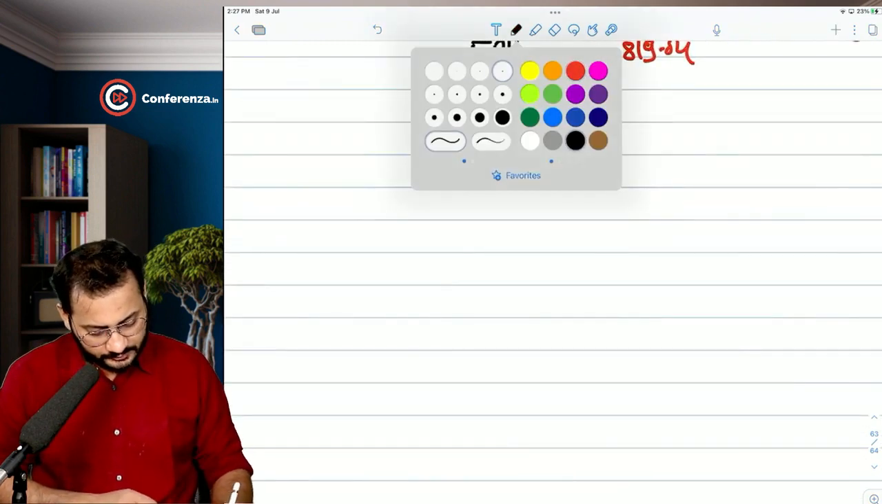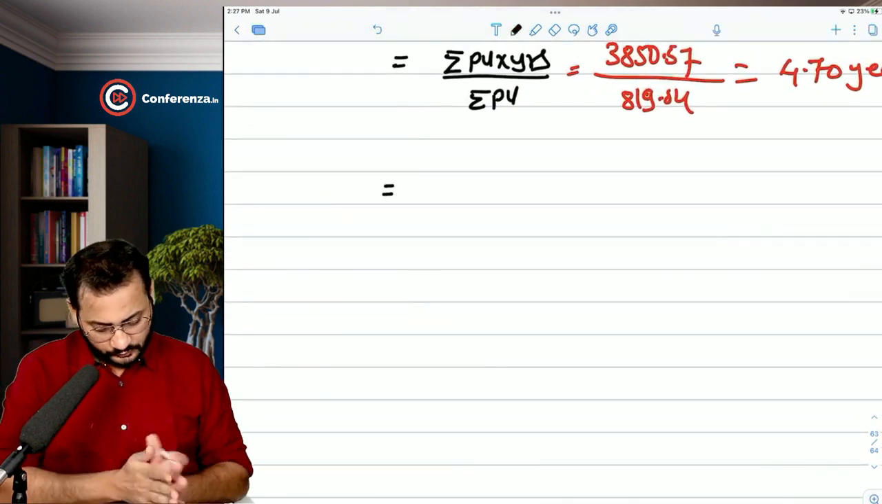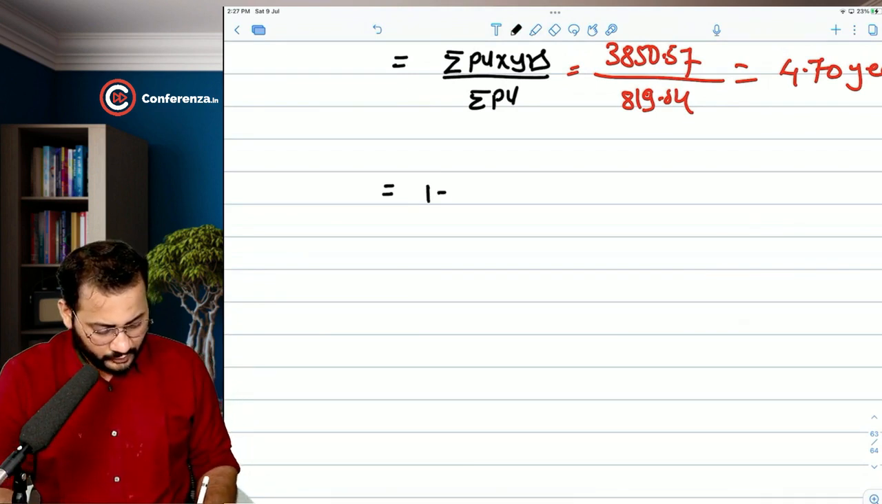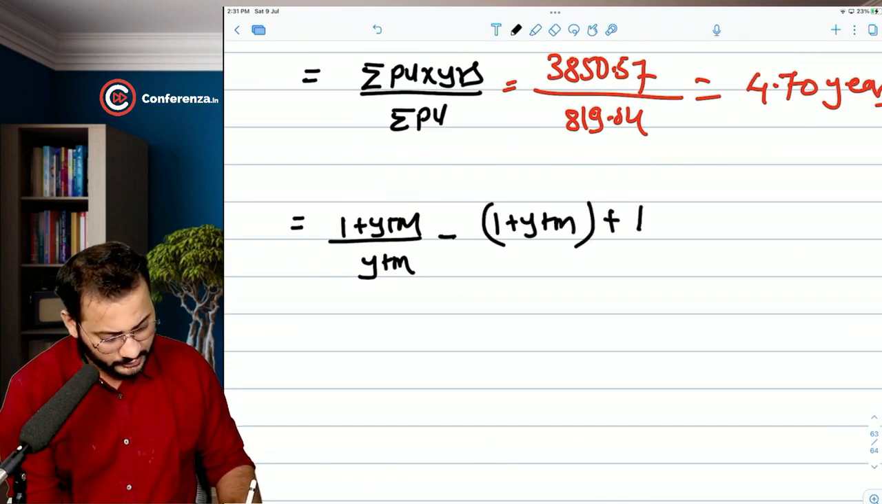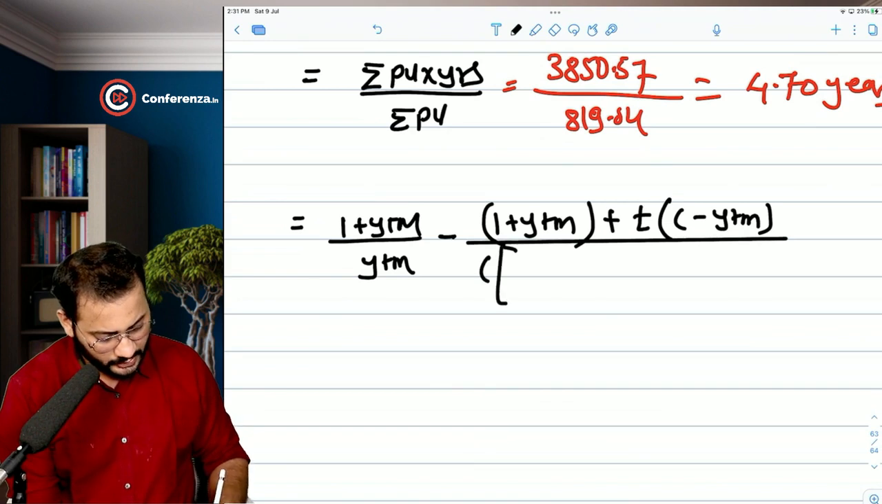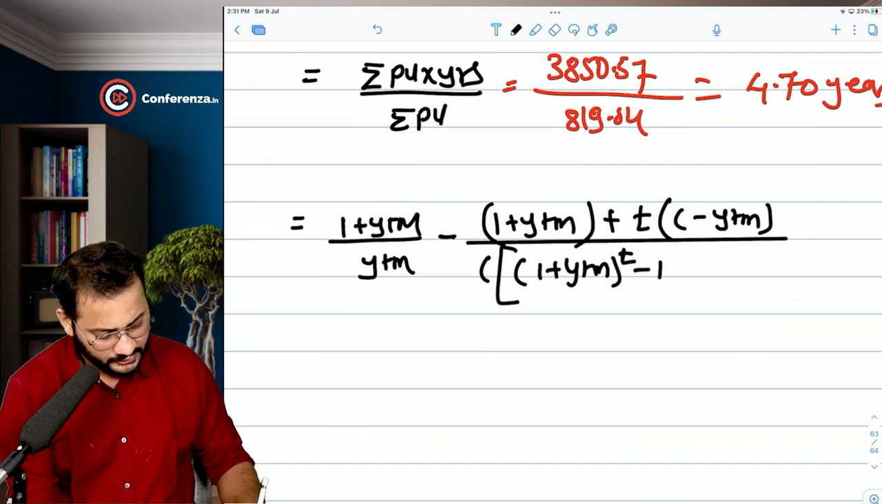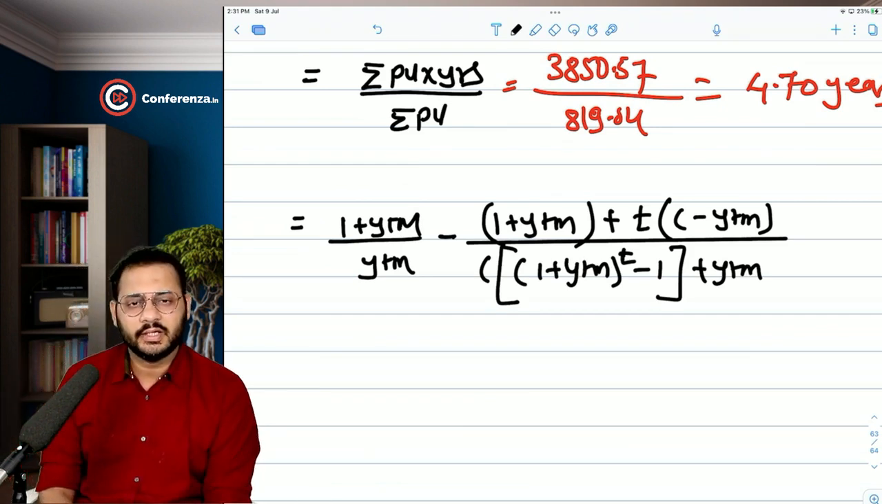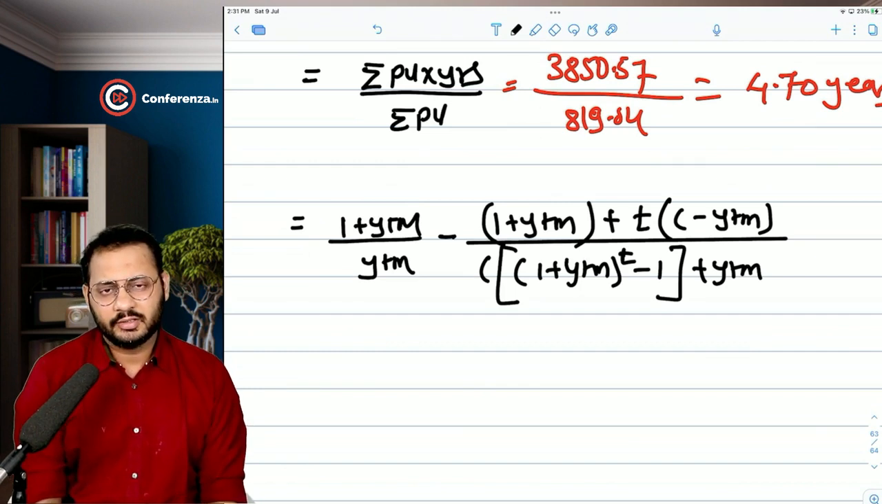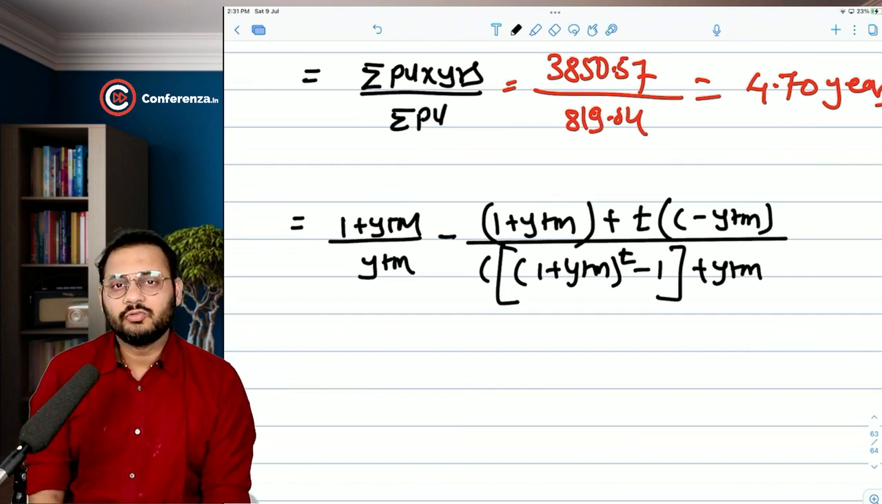Now let me tell you another method. The third one. (1 plus YTM) divided by YTM, minus (1 plus YTM) plus time in years times (coupon minus YTM) in the numerator, divided by coupon times ((1 plus YTM) to the power T minus 1) plus YTM. See, if you don't want to remember the logic and don't want to apply your brains, you can just mug up this formula. This is quite technical, so we are not going deep into this. But if you mug up the formula, you will get the same answer.